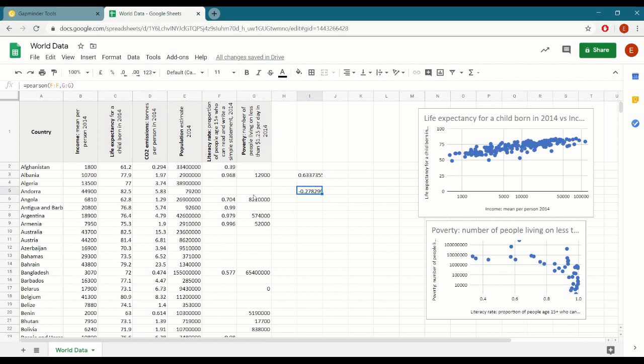Bear in mind this is actually real life data from the world. We're saying from the actual real life data there is negative correlation between these two. If a country has a higher literacy rate, then in general it's got lower numbers of people living in poverty. But we can see that the correlation isn't quite as strong as income and life expectancy.